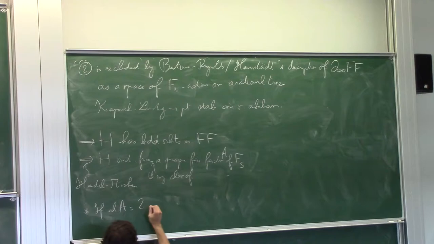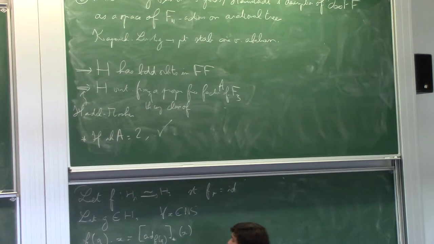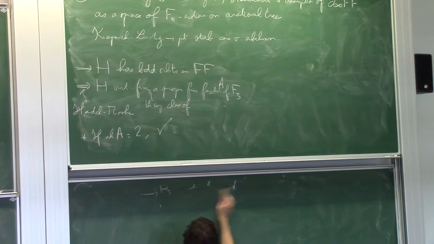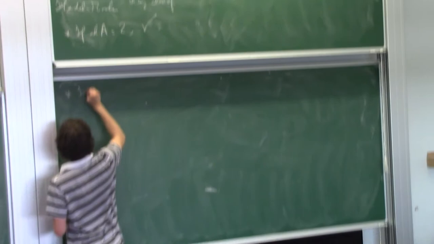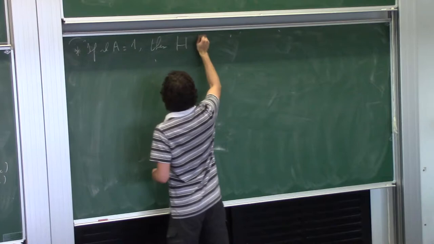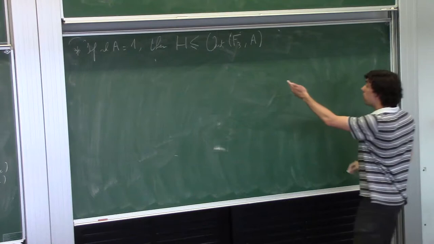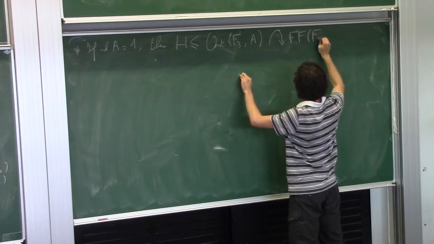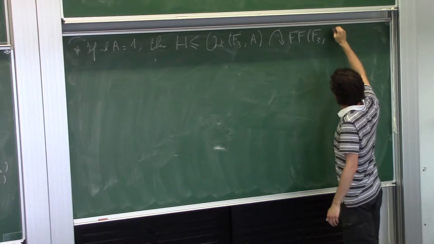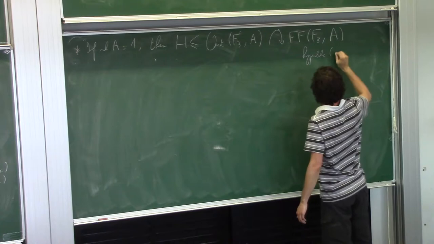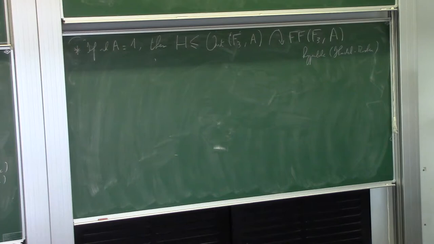If A has rank 2, then we're done. But if A has rank 1, then it means that H is a subgroup of the group of automorphisms of F3 that fix a rank 1 free factor. And this group also acts on a nice hyperbolic complex, which is the so-called relative free factor complex. You look at the free factors of F3 relative to it. This is also known to be hyperbolic by work of Handel and Mosher. And then you can just repeat the same argument.